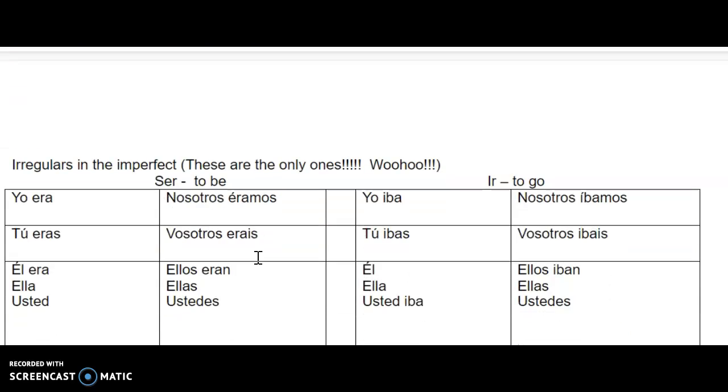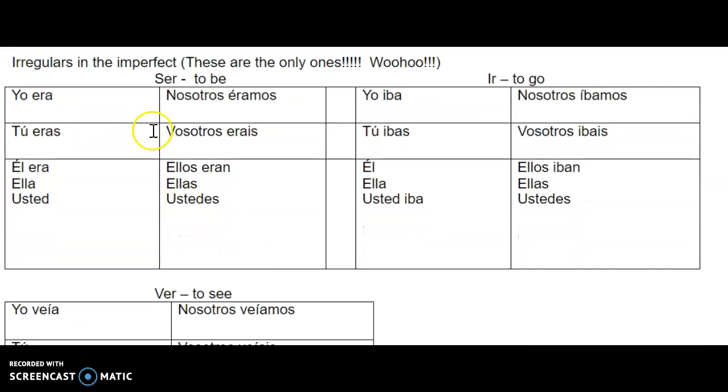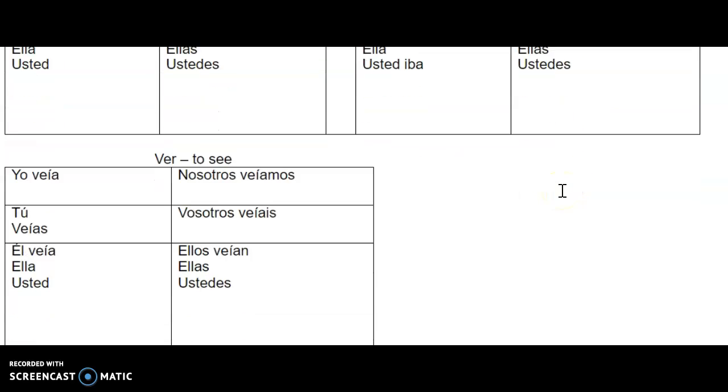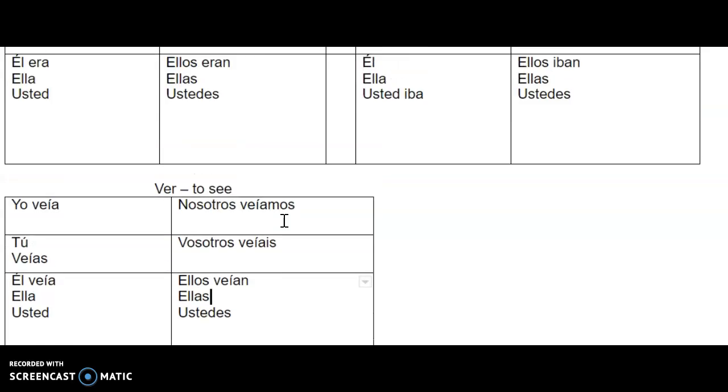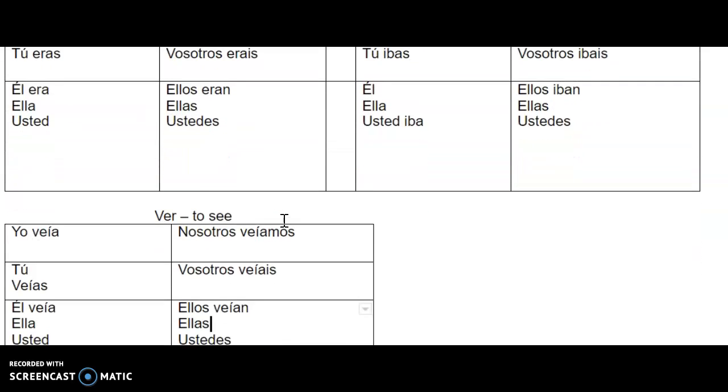Then we went to the second page. The second page shows us our irregular verbs. The really great thing about the imperfect tense is there's only 3 irregular verbs. Unlike the preterite where there's about a zillion, there's only 3. Okay, so we have ser, to be, like am or was. So it's era, eras, era, éramos, erais, eran. Ir, to go. Iba, ibas, iba, íbamos, ibais, iban. And then ver, to see. The only weird thing about ver is we put this E in there. So veía, veías, veía, veíamos, veíais, and veían. Okay, so those are our 3 irregulars, 3 that don't follow the regular rules.